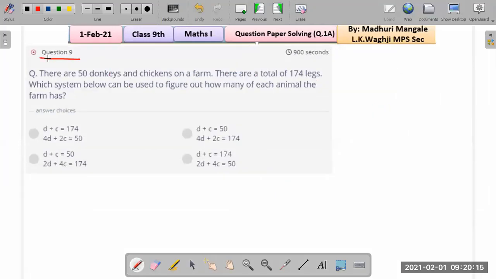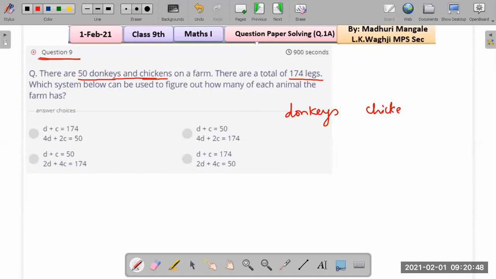Question number 9. There are 50 donkeys and chickens on a farm. Now this is a question on linear equation in 2 variables, right? We are doing mixed questions. There are a total of 174 legs. So there are 50 donkeys and chickens on a farm. Combination is this. There are a total of 174 legs. Which system below can be used to figure out how many each animal the farm has? Yes. So there are few donkeys and chickens.